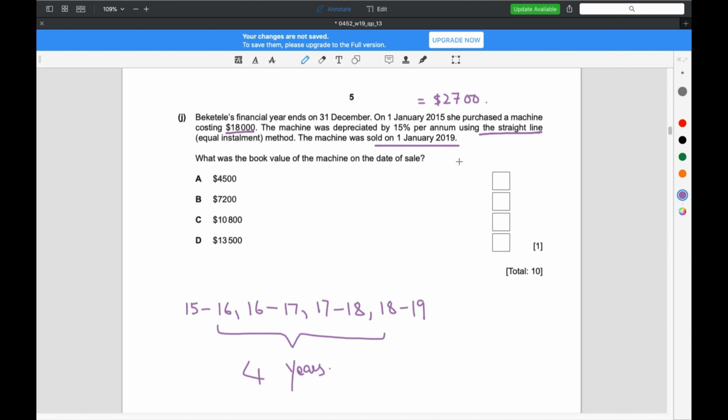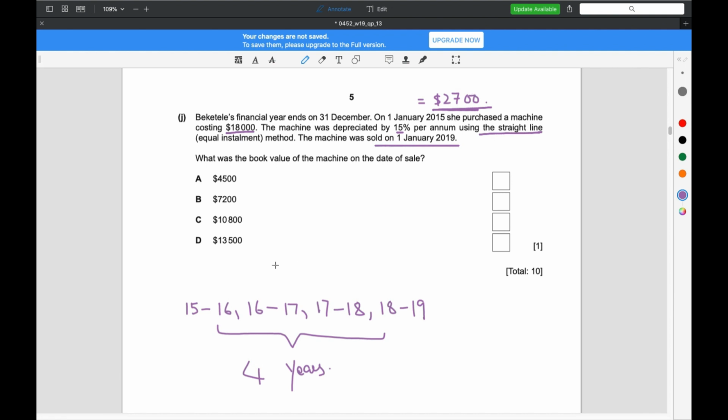All right. So because she's depreciating it by 15% using the straight line method, we can just calculate the yearly charge for the depreciation, which is going to be 15% of $18,000. That is going to give you $2,700. This amount is going to decrease every year.